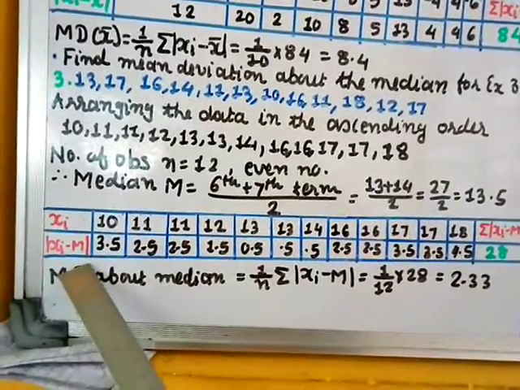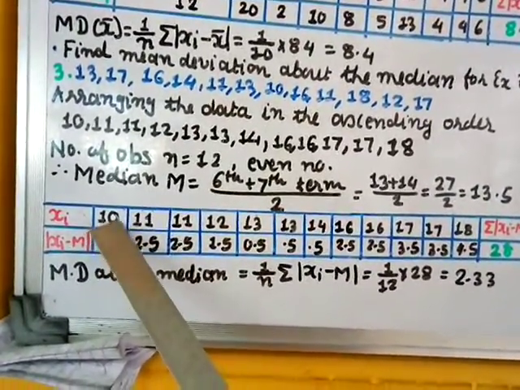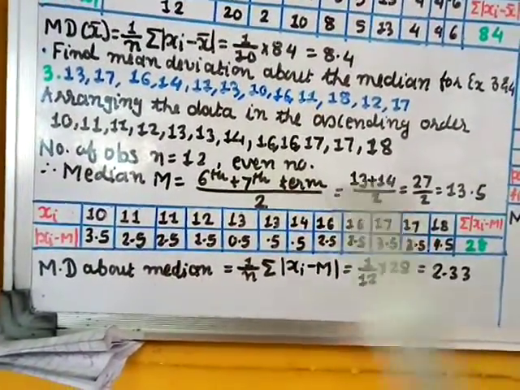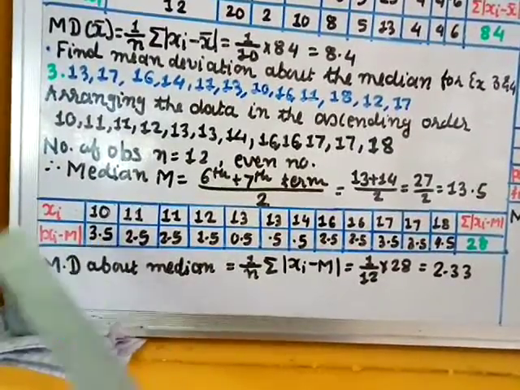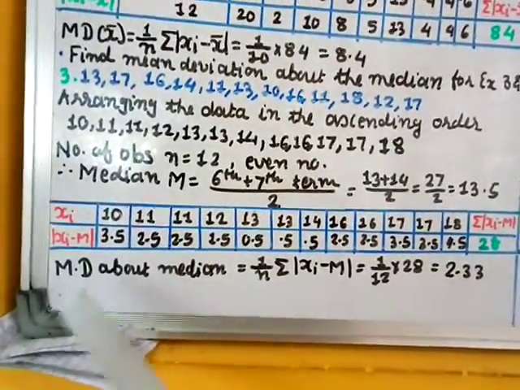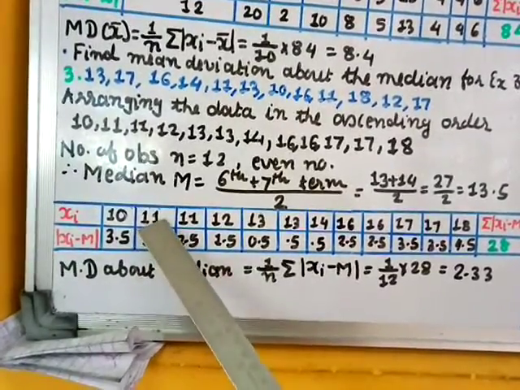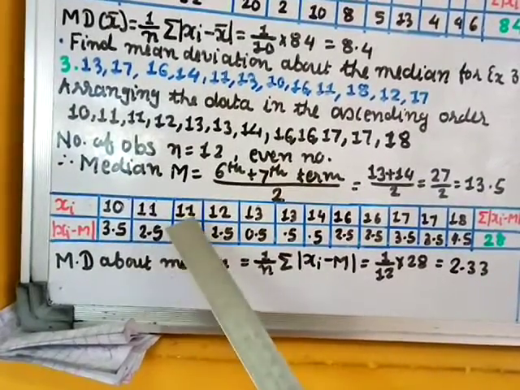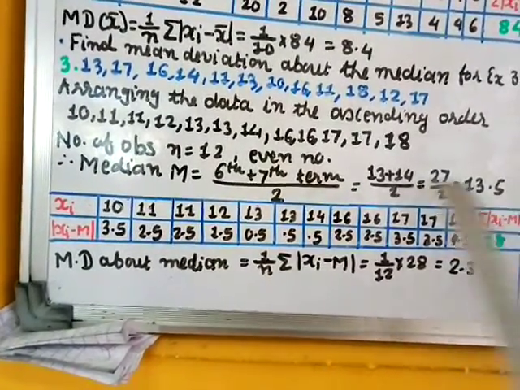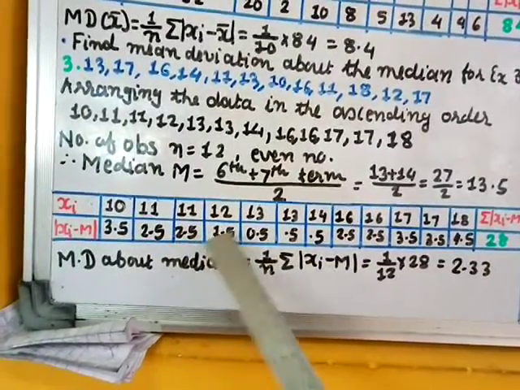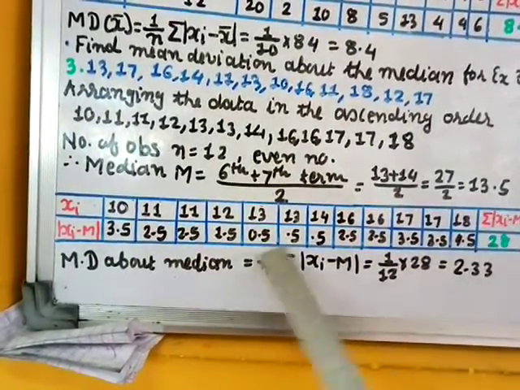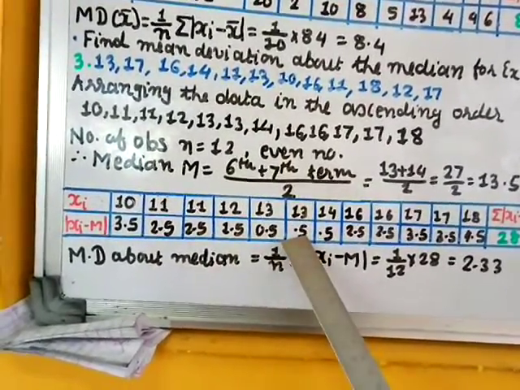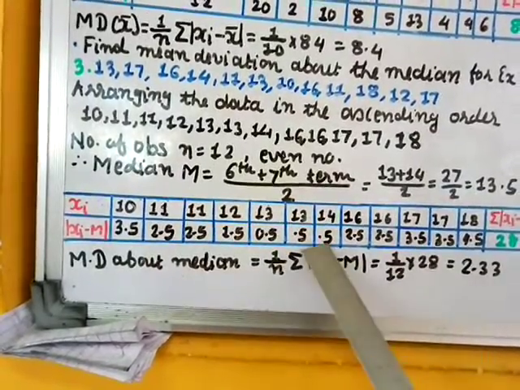Then modulus of xi minus M, that means xi minus the median, that is 13.5. So 10 minus 13.5, taking the modulus, gives you 3.5. It comes negative, but the modulus gives you the positive. Then 11 minus 13.5, that is 2.5. 11 minus 13.5, that is 2.5. Then 12 minus 13.5, that is 1.5. 13 minus 13.5 is 0.5, but the modulus gives you 0.5. Then 14 minus 13.5, that is 0.5.